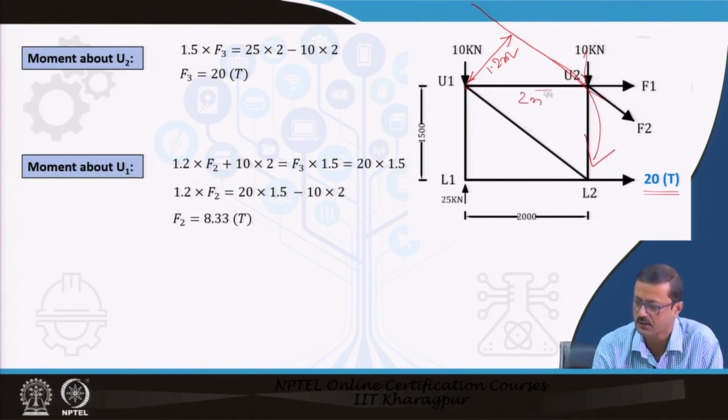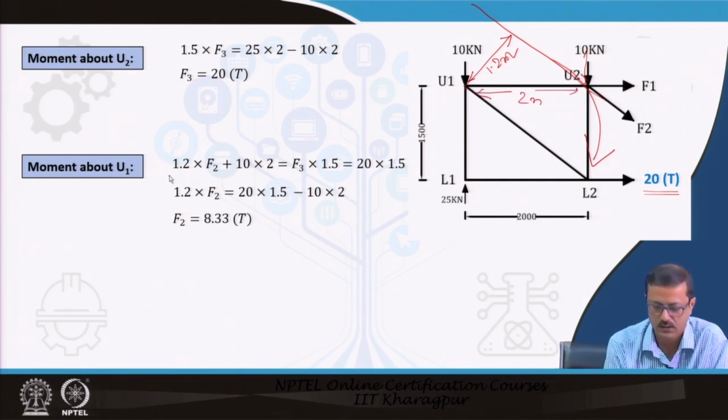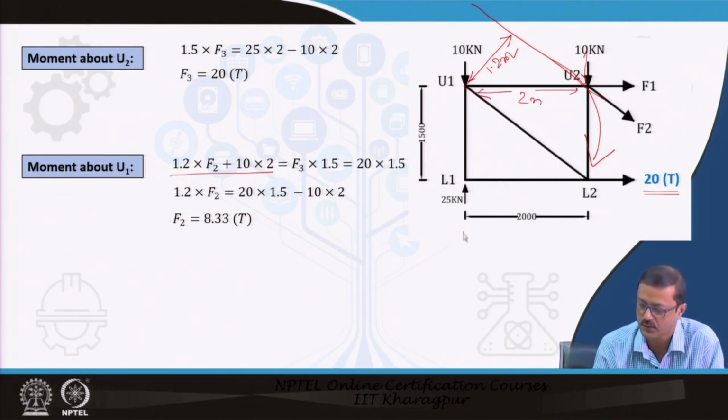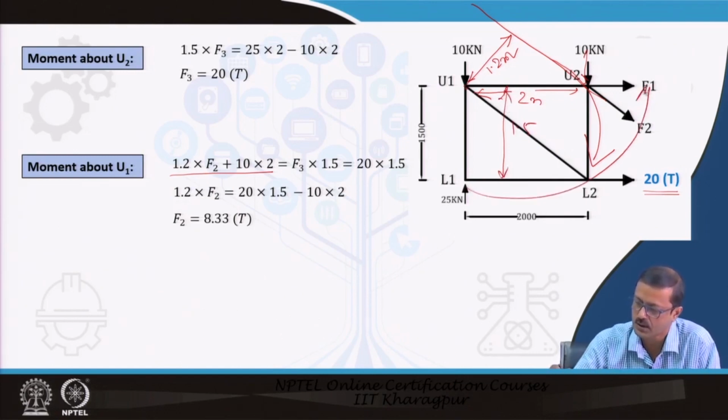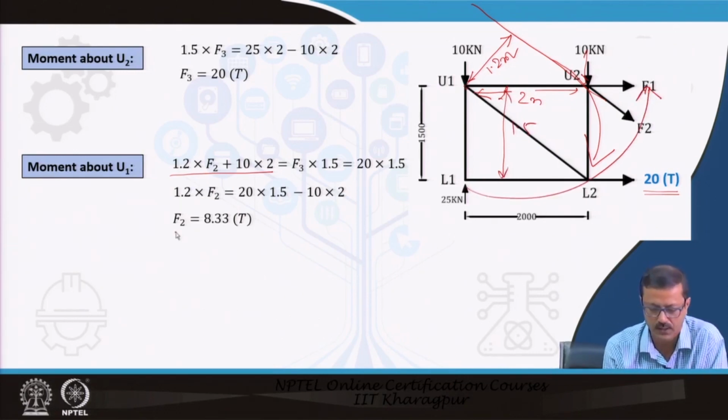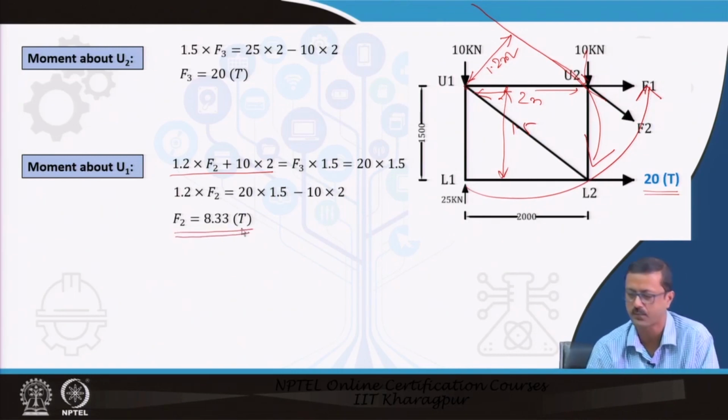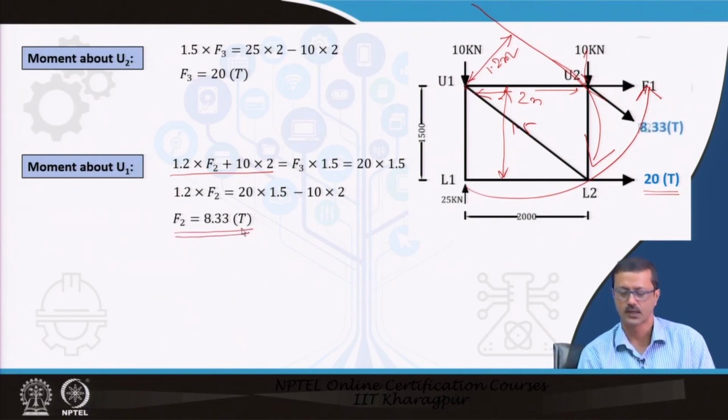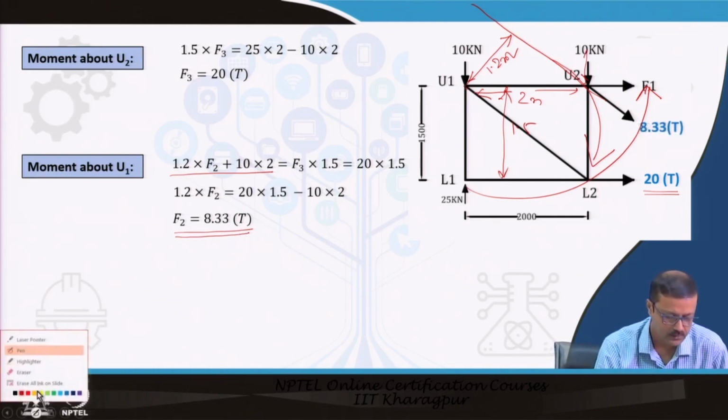And this 10 into 2 meter, perpendicular distance is 2 meter, must be equal to this 25, and this 10 vanishes because of this particular collinearity. So, this 20, that is F3 into 1.5 meter, because F3, or 20, has a separation distance of 1.5 meter. So, that goes in the other direction. This way I can find out that F2 equals 8.33.